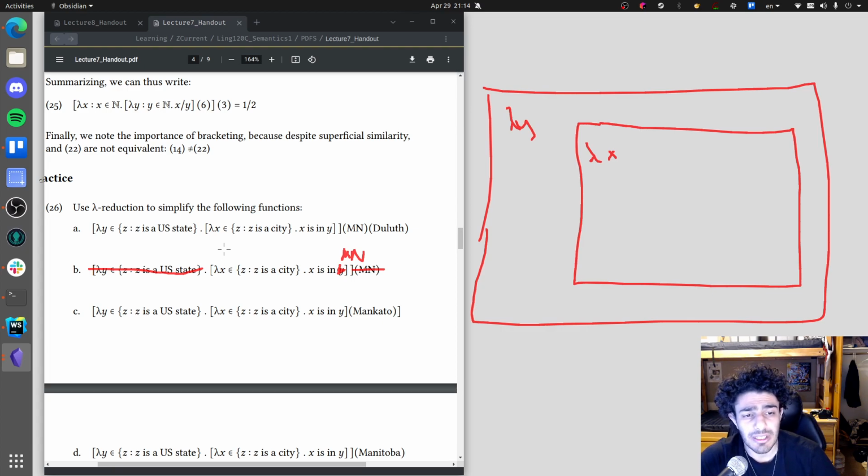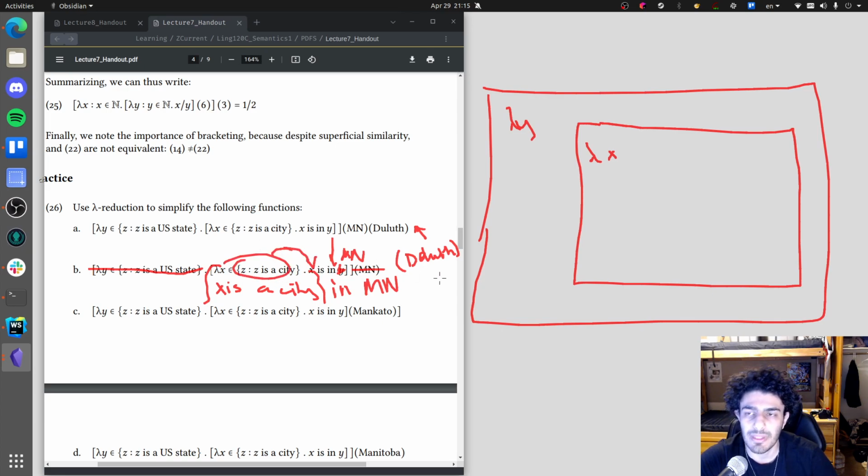So x is in the set of z for z is a city. So we could interpret this as x is a city, and then we can complete the statement in Minnesota. And that would be the statement that we get from this function. Now, of course, if we had Duluth like up here, then we could plug that in and we could get Duluth is a city, Duluth is in Minnesota. But because we don't, we kind of generalize it out by saying x is a city in Minnesota. So we kind of resolve this into a general statement, then we plug it in for x.